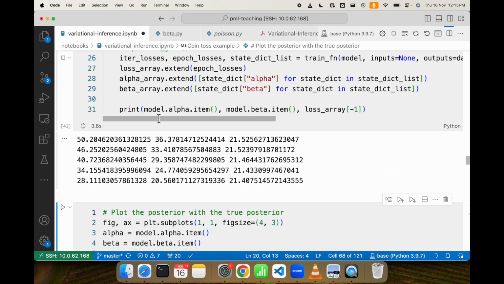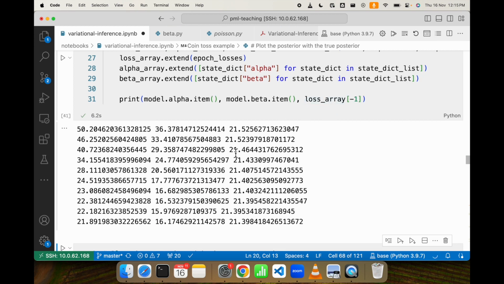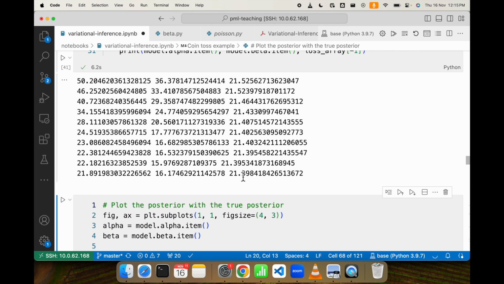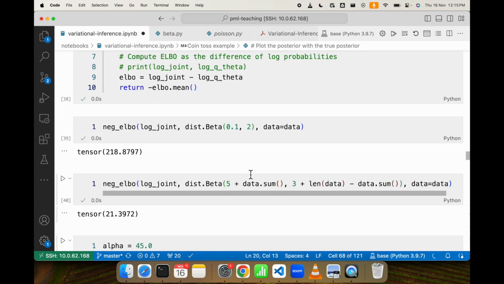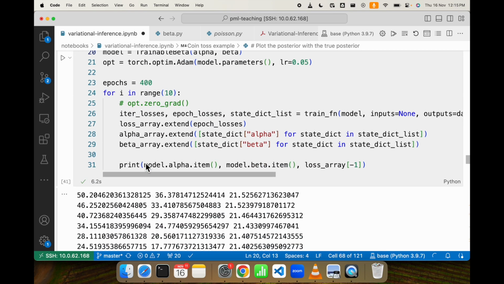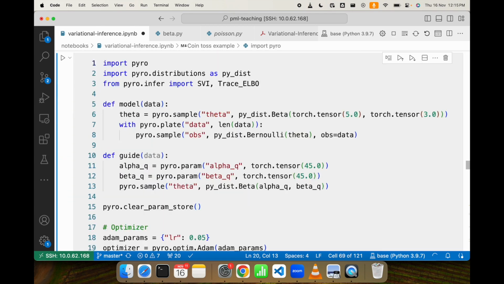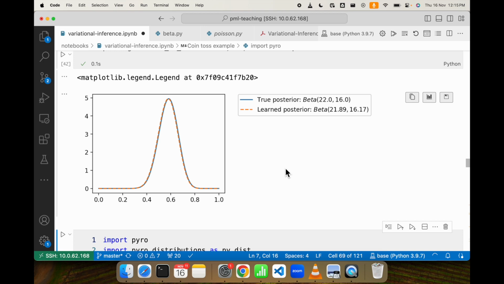You are seeing the alpha term, the beta term, and the loss term. One, you might notice that the loss has come down to 21.3, which is fairly similar to the number that you had seen earlier. Still, it's an optimization problem over Monte Carlo samples, so we may not be able to exactly match. But importantly, you can see that our learned posterior is now fairly close to the true posterior.